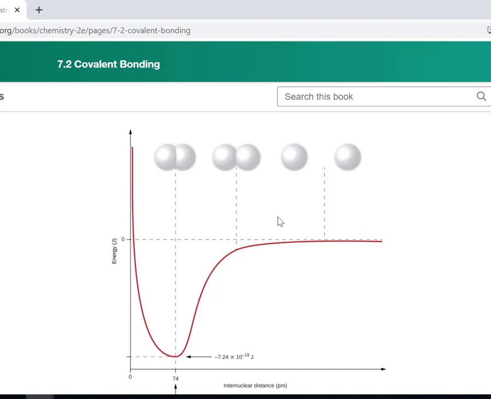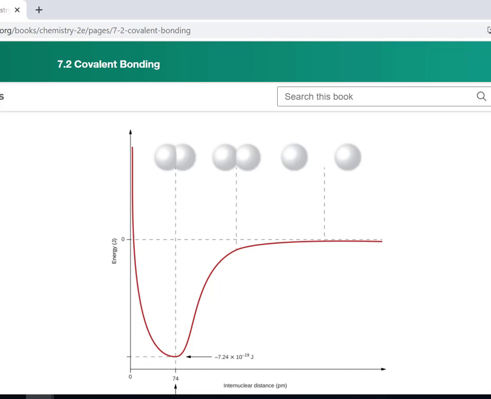And that drop in energy is because the nucleus of one atom is attracted to the electrons of the other atom. So as those electrons get closer to the nucleus of the other atom, they become a little bit more stable. And so we have this drop in energy related to that.